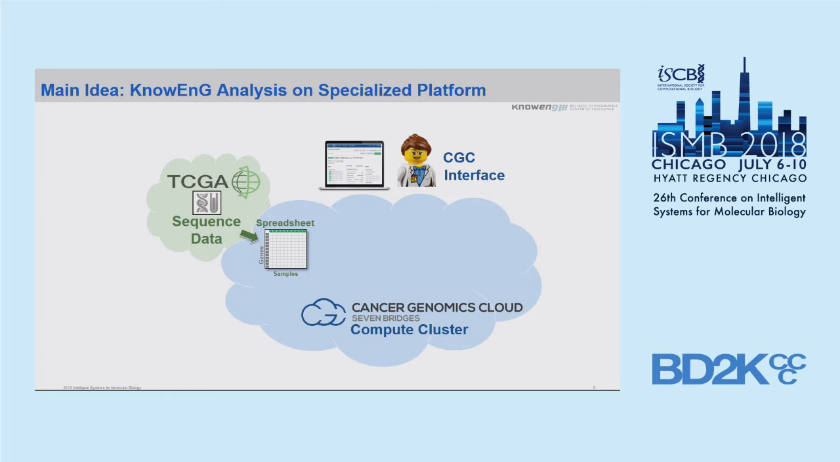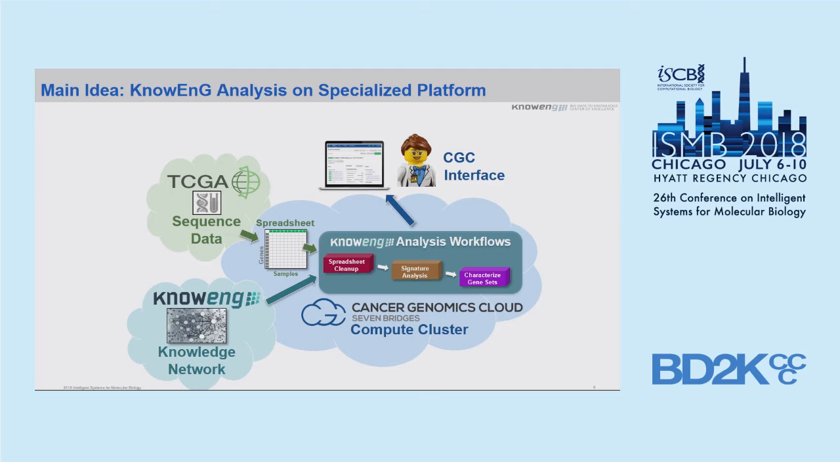And we're trying to bring the tools where the big data resides. And so here's another picture. There are clouds there that you cannot see. But the idea in this one is that the user will now go to the CGC interface. They will use their tools to select and filter the TCGA data, for example, that they wish to analyze. They'll convert that into a spreadsheet, and then from the CGC, within the CGC compute cluster, they'll be able to run the Knowing analyses using the knowledge network data, and also then finally get the results back to them in the CGC interface.